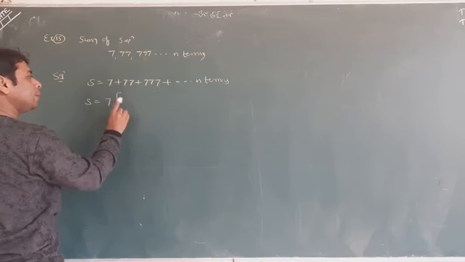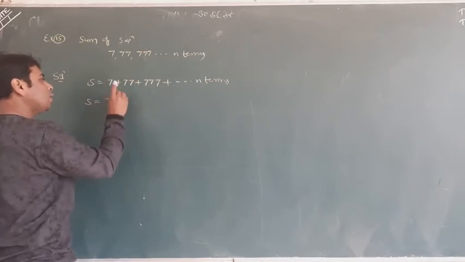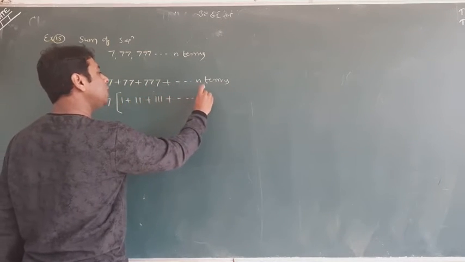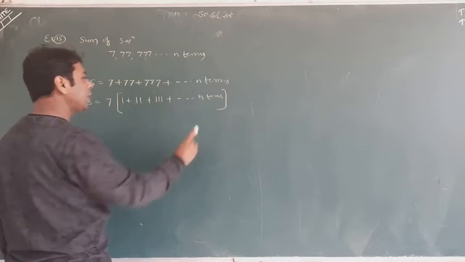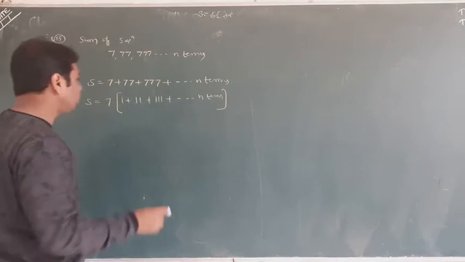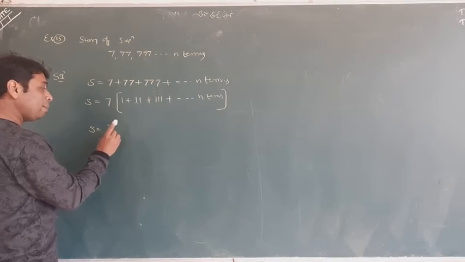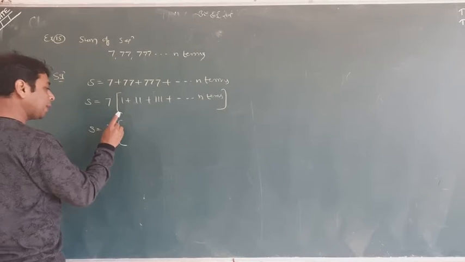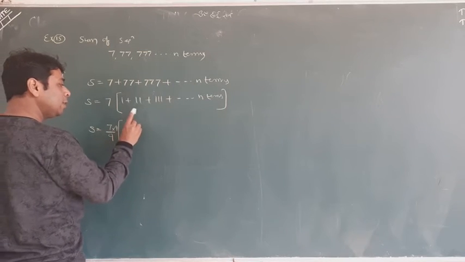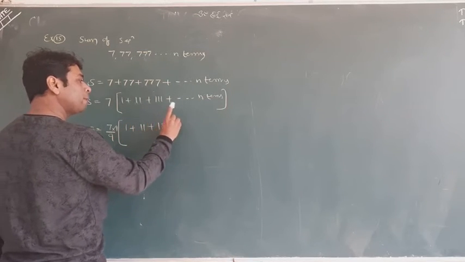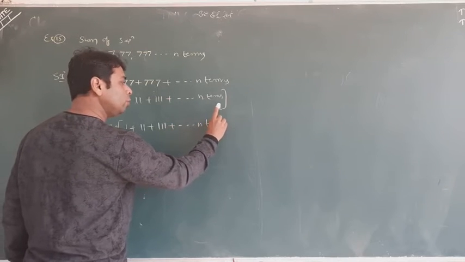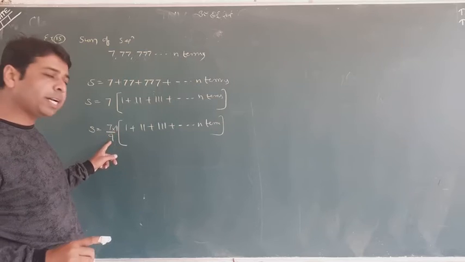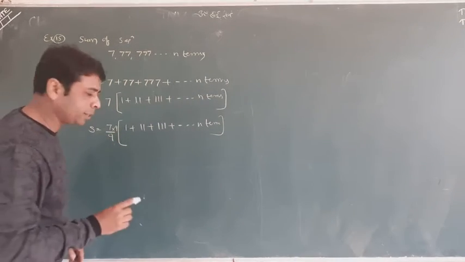First take 7 common: 1, 11, 111, and so on till n terms. We have taken 7 common. Then we will multiply and divide by 9. Keep in mind, we multiply and divide by 9. It has a particular method, guys, so you just have to follow it. Don't think of anything else. We have just multiplied and divided by 9. It's a proper method.